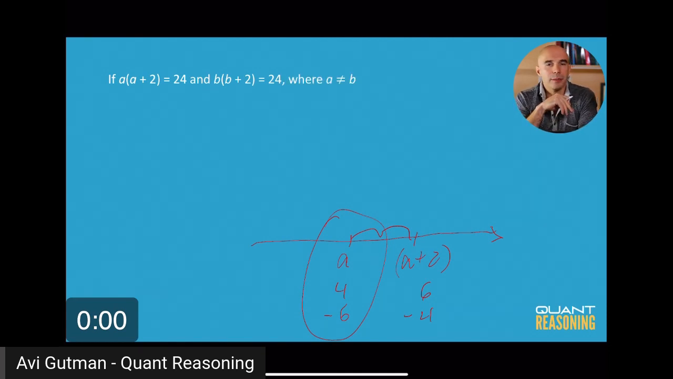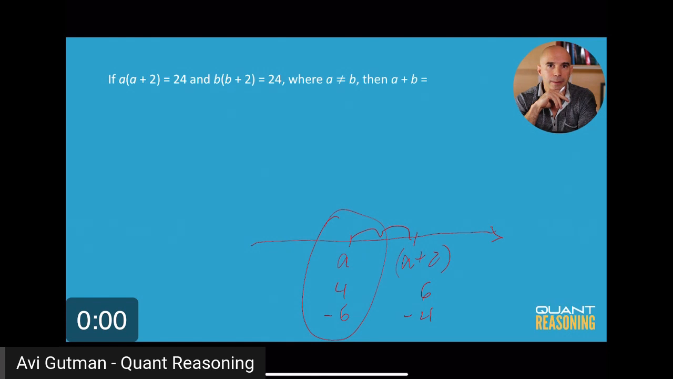And then I read the next little part, which tells me that a and b are not the same number. Well, if they're not the same number, and each of them is either 4 or negative 6, then one of them must be 4 and the other must be negative 6. I don't know which one is which, but one of them is 4 and the other is negative 6. So then I keep reading.